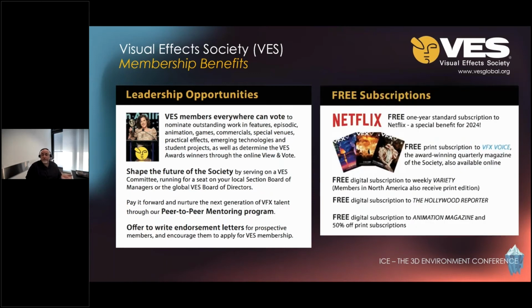You get a free subscription from Netflix for a year as a member. Then you get a free printed edition of Visual Effects Voice. Here I have some issues that you can see. This is one of the best visual effects magazines that you can get out there. Then you have a free digital subscription to Variety, the Hollywood Reporter, and Animation Magazine.